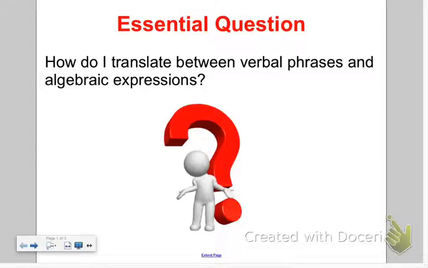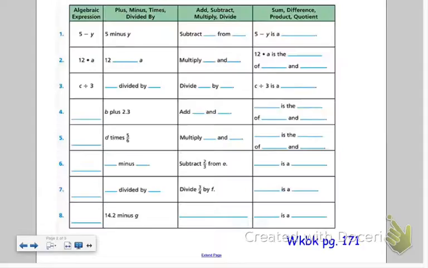In this lesson, we're going to answer the question, how do I translate between verbal phrases and algebraic expressions? What we're going to do is look at a bunch of different algebraic expressions and some keywords and phrases that we can use to describe them. So, for example, the first one, number 1, 5 minus y. You'd pretty much read that as 5 minus y, and you can see it's written here.